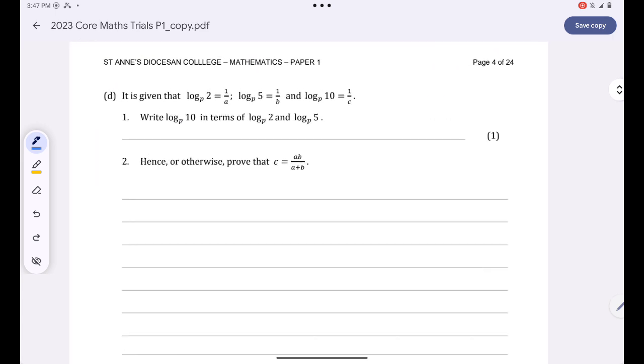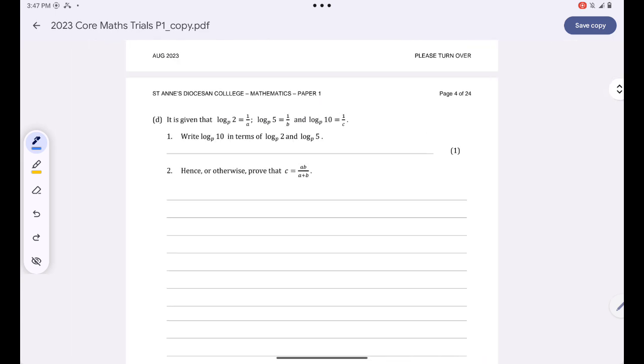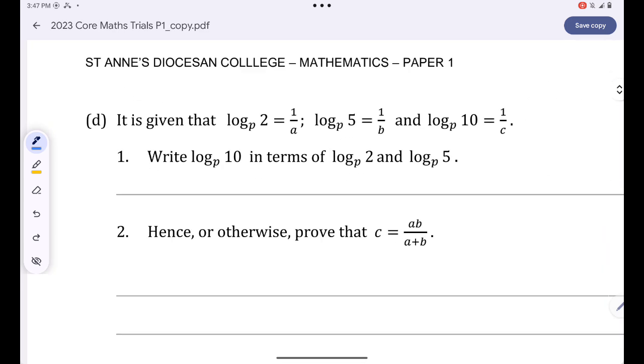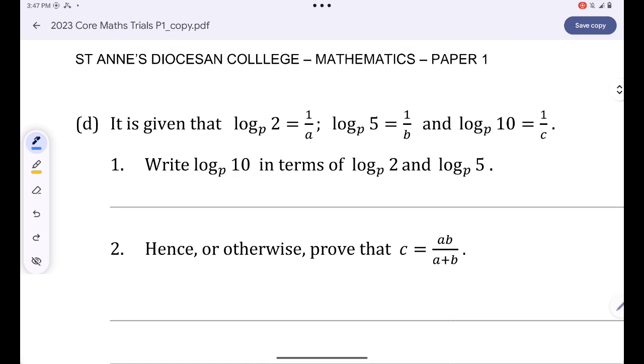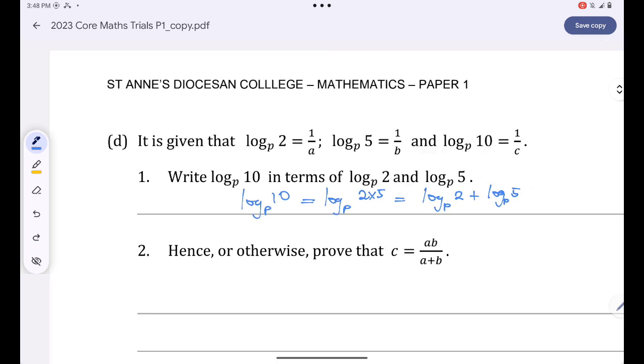The last question, we are given logarithms. We are supposed to write log 10 base p in terms of log 2 and log 5. Okay, so this is basically log 10 base p. This can be written as the log of 2 multiplied by 5 base p, which is just equal to the log of 2 base p plus the log of 5 base p.